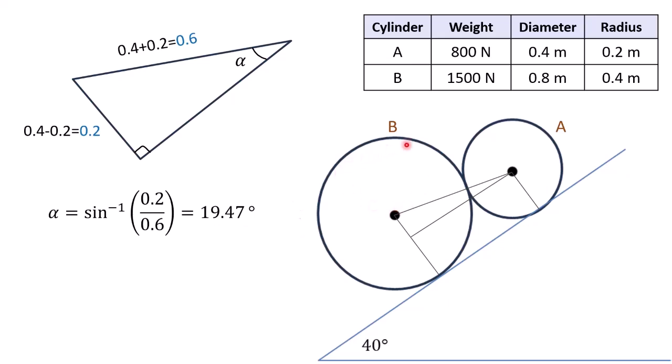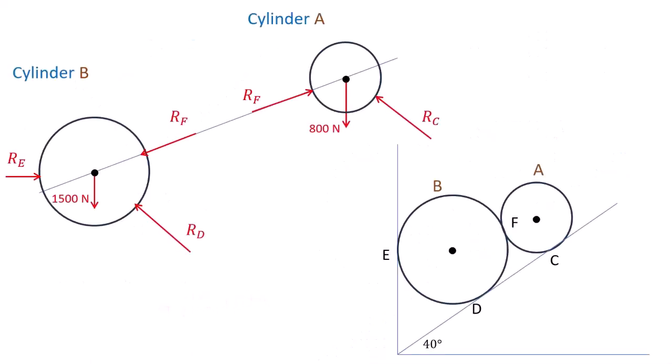Next, depending upon the relative positions of the cylinders, the required angle is obtained by adding or subtracting the internal angle from the angle of surface inclination. In this case, the larger cylinder is below the smaller one. Hence, we subtract the internal angle from the angle of inclination and we get 20.53 degrees.